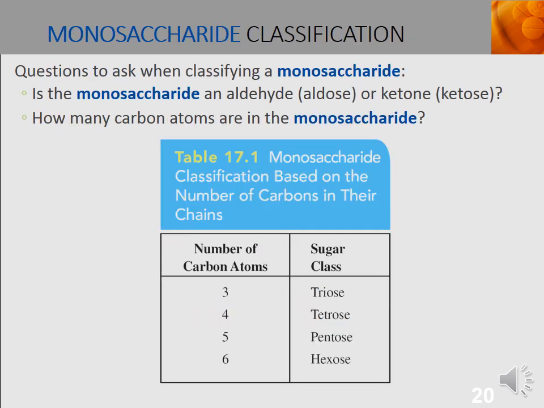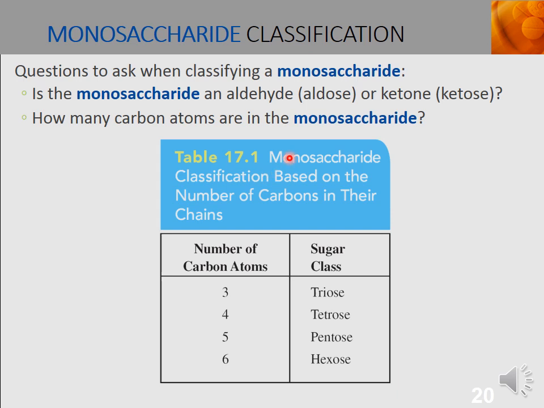Monosaccharides. A question to ask when classifying a monosaccharide: is the monosaccharide an aldehyde, an aldose, or a ketone? A simple sugar, or monosaccharide, can be an aldose or a ketose. How many carbon atoms are in the monosaccharide? You can see in this table the monosaccharide classification based on the number of carbon atoms: 3 trioses, 4 tetroses, 5 pentoses and 6 hexoses.